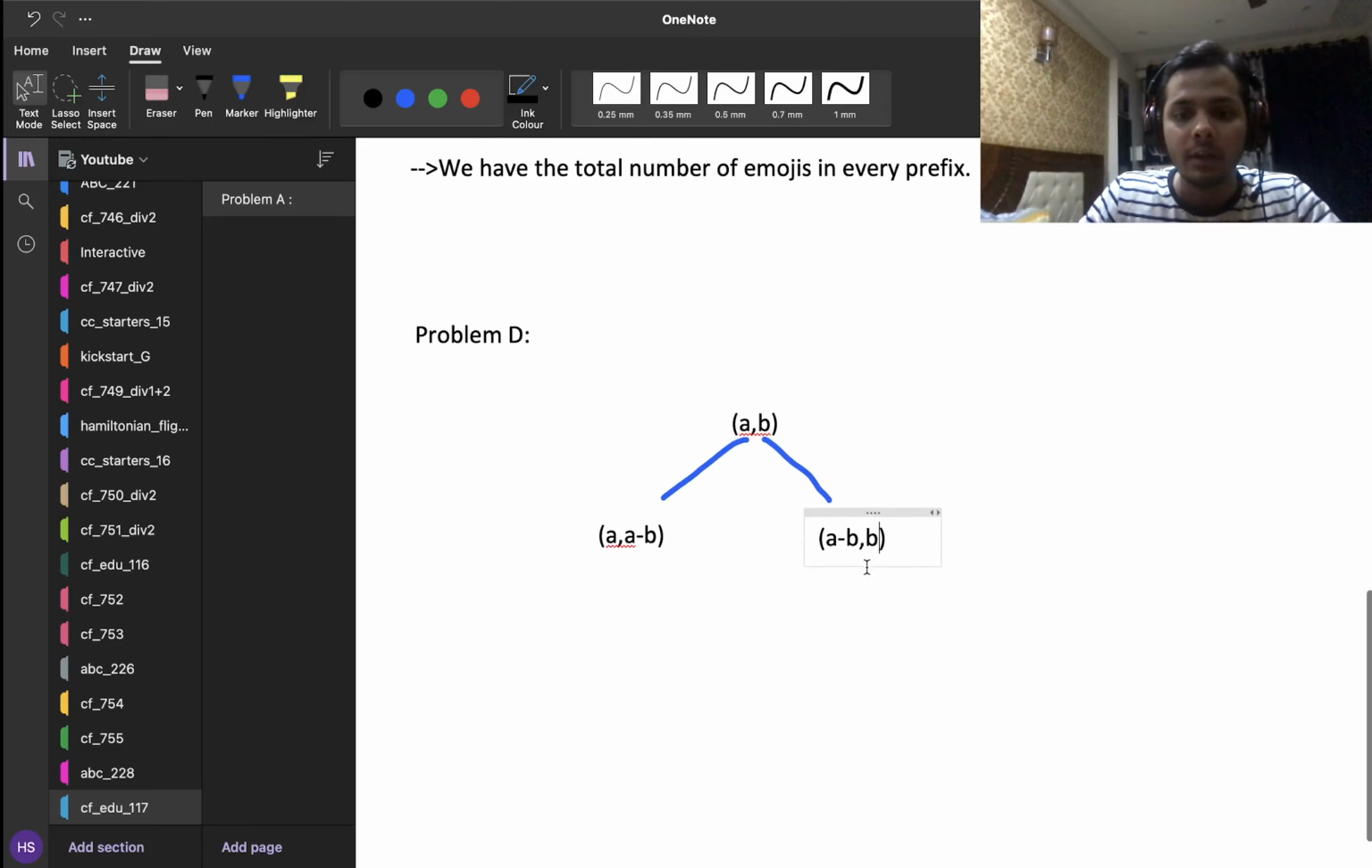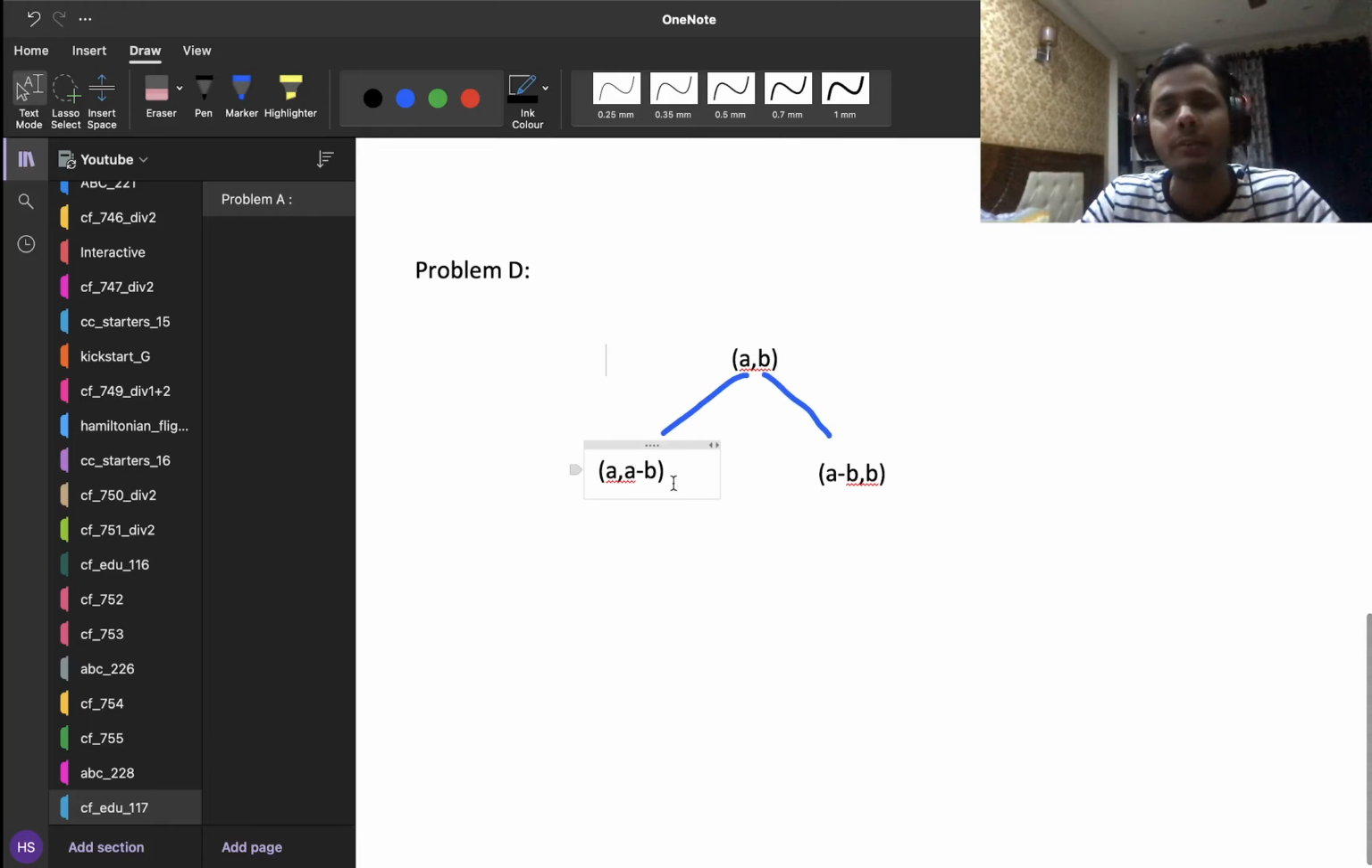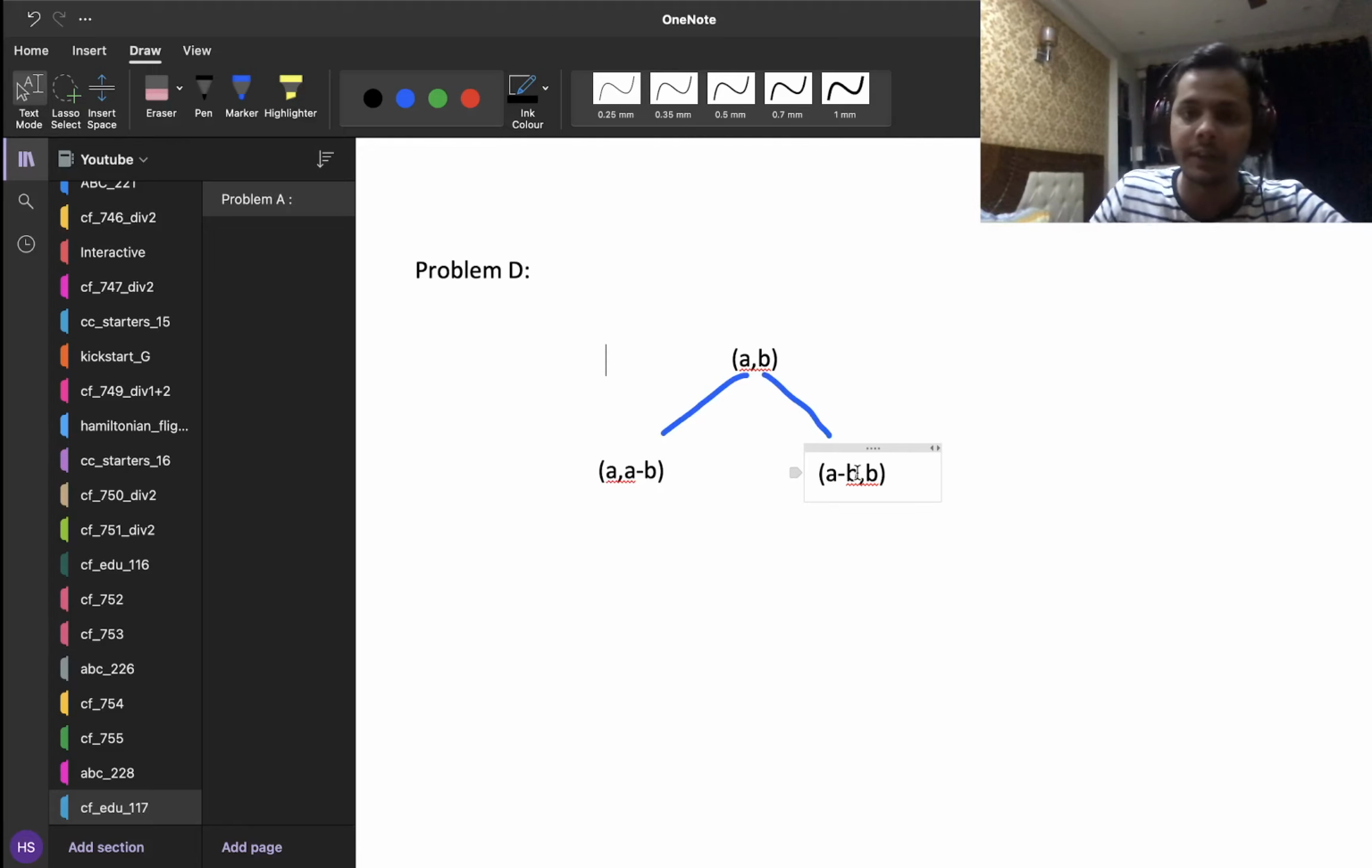Now, if we do this naively, obviously there will be exponentially many possibilities. To avoid that, we have to make one observation. If a is greater than b, then it doesn't make any sense to go to a comma a minus b. The only sensible thing to do is to go to a minus b comma b. Let's try to prove that observation, to see why going to a comma a minus b is useless for us.